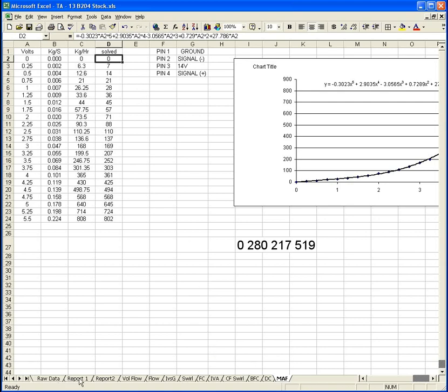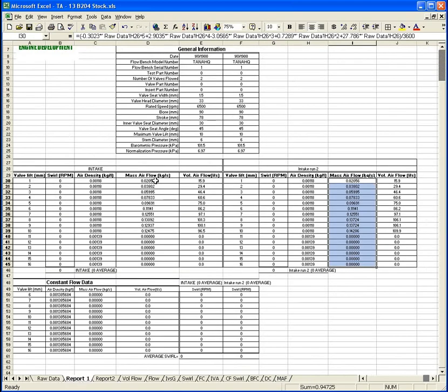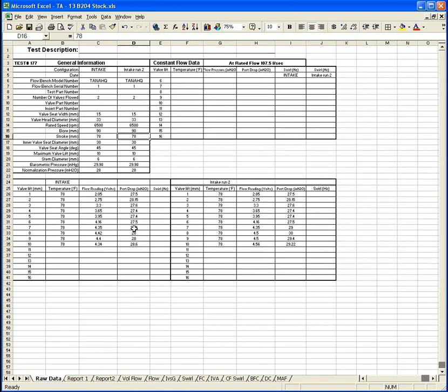And then if you go back to the report, that's that crazy equation again. That's the curve fit data, right? And you'll see it over here too. So that's how the spreadsheet works.